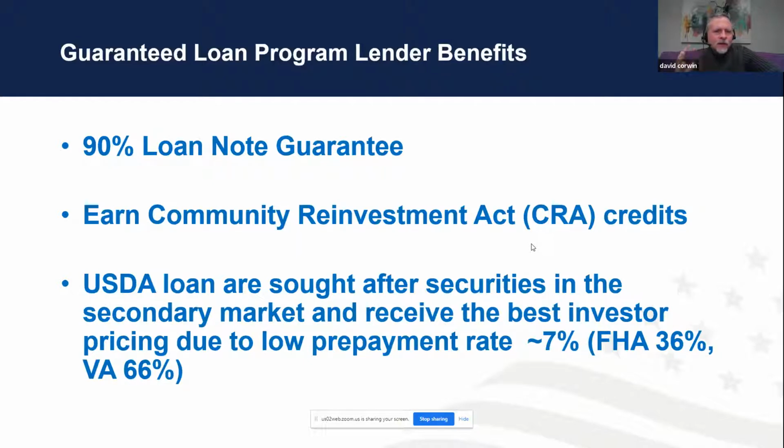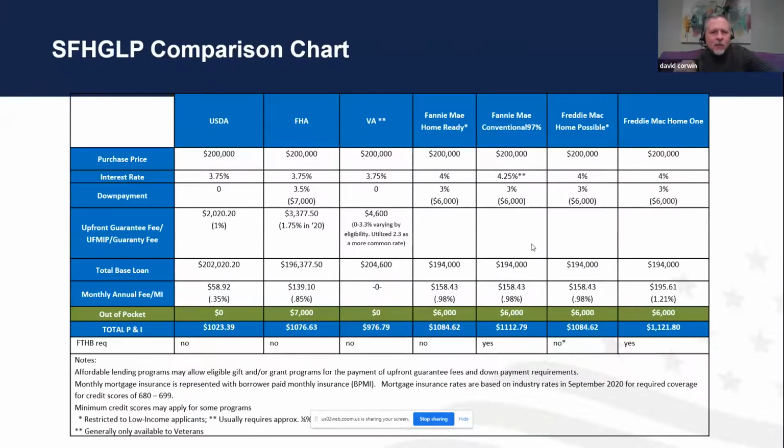So the benefit for a lender utilizing this program, as I said before, a 90% loan note guarantee. So it's basically us backing up to 90% of the initial purchase price, of the initial amount financed. Also, you can earn Community Reinvestment Act credits by utilizing this program. And you'll find that our loans are sought after on the securities secondary market due to mainly our low prepayment rate. It's about 7%, which comparative to FHA at 36, VA at 66, there's a very low turnover in prepayment of these loans, which is highly regarded by someone investing in loan packages in the secondary market.